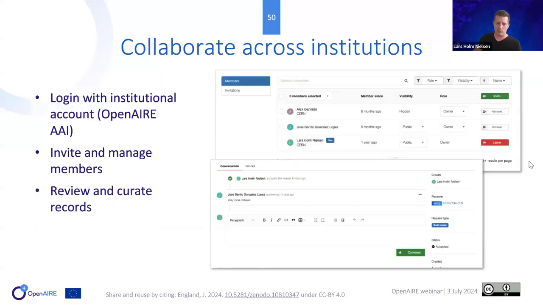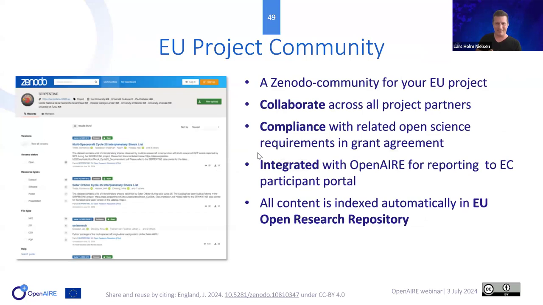Then Zenodo ensures that you can, stay on the previous slide. Thank you. So then these communities are also integrated with OpenAIRE and with the participant portal, as you also heard, right? And the special thing about these communities is that we treat them a bit differently now. So they still look like a normal community, but when you put something into your project community, it automatically goes into this high level EU open research repository and becomes available there. Next slide, please.